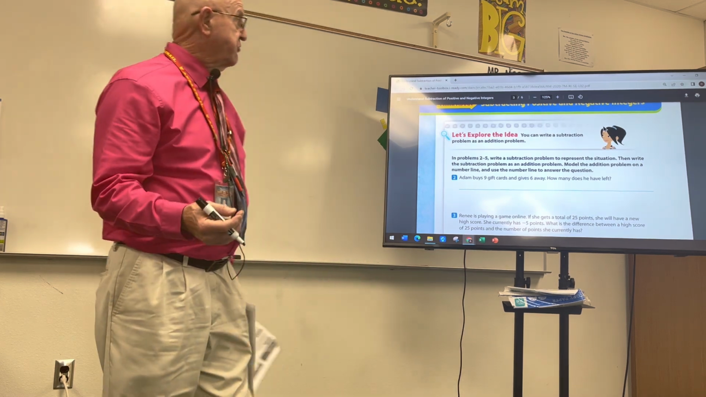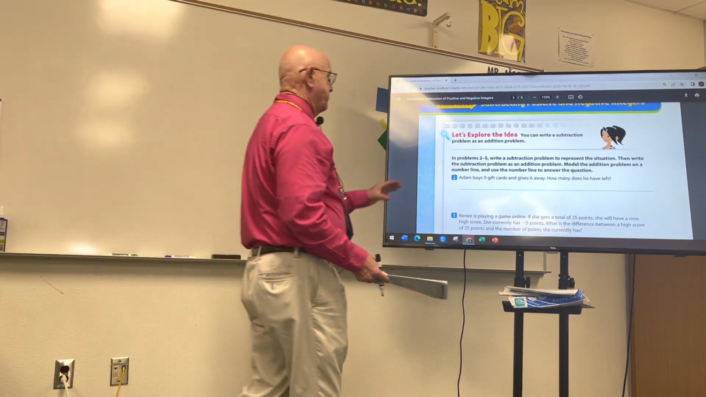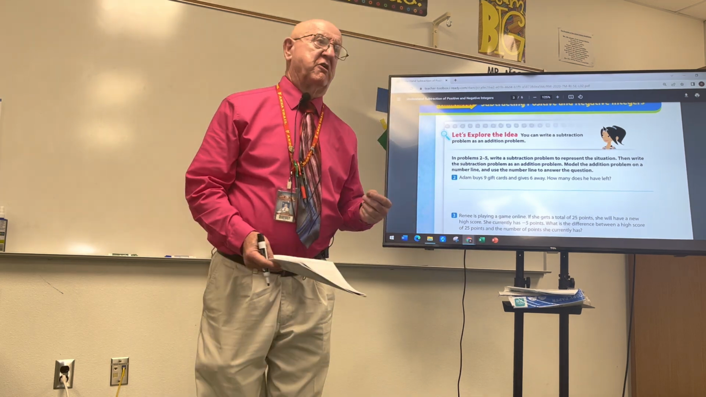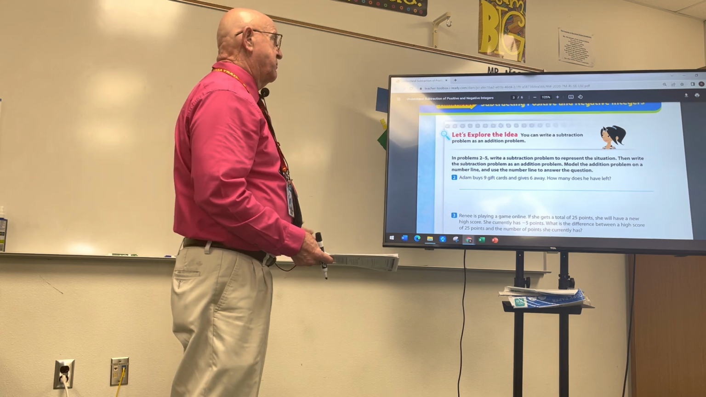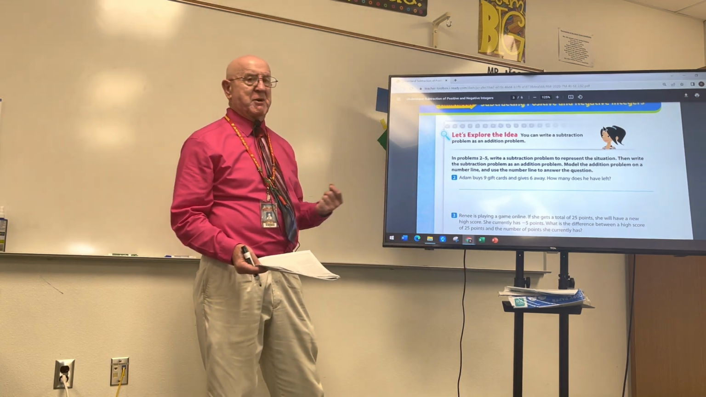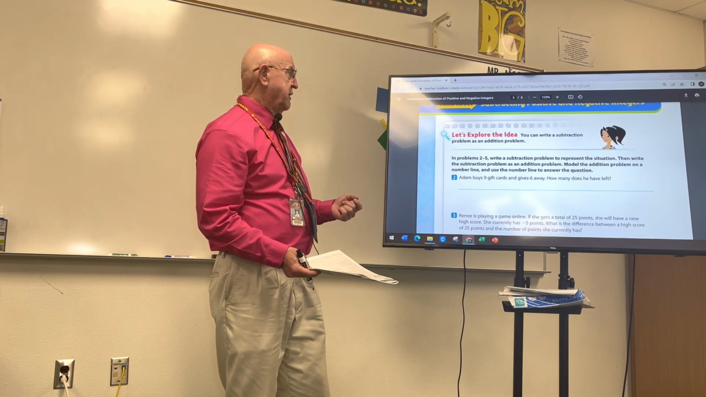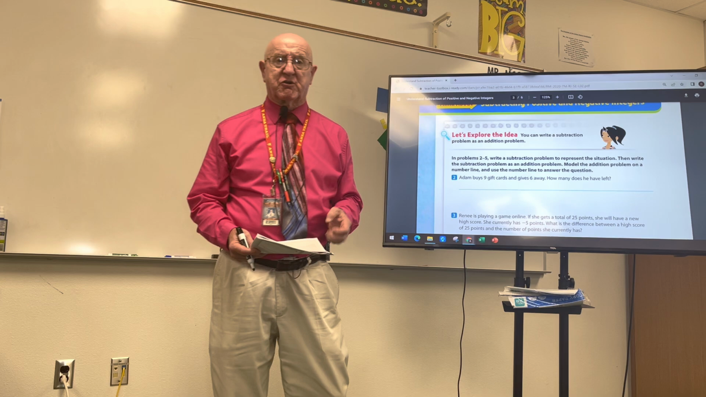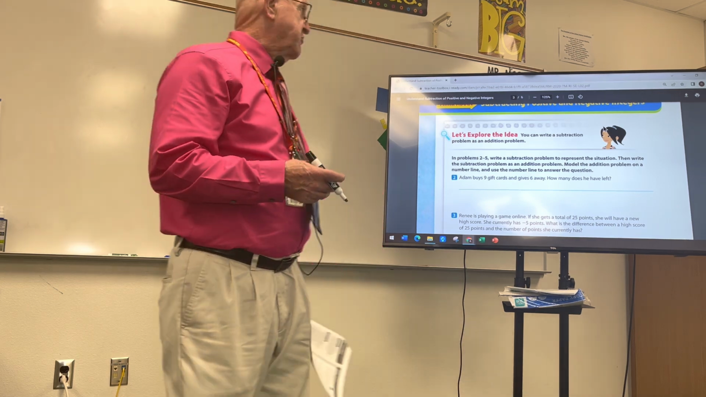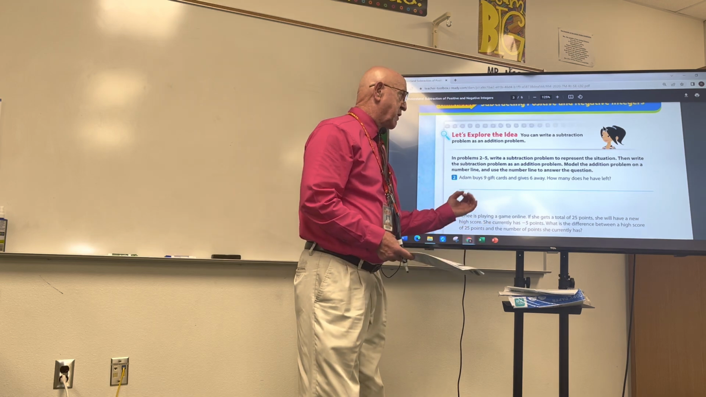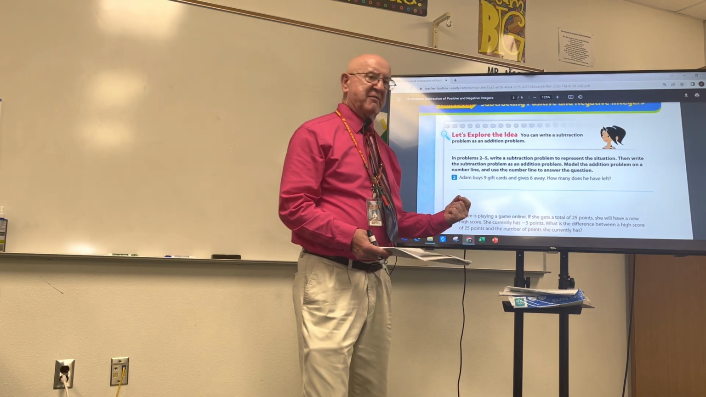All right, so what we're going to start with is these problems here, 2 through 5. The instructions are to write a subtraction problem to represent the situation, then to write the subtraction problem as an addition problem. Then to model the addition problem on a number line, and then use the number line to answer the question. So our first question is that Adam buys 9 gift cards and gives 6 away. How many cards does he have left?